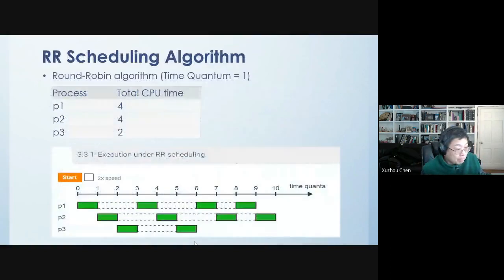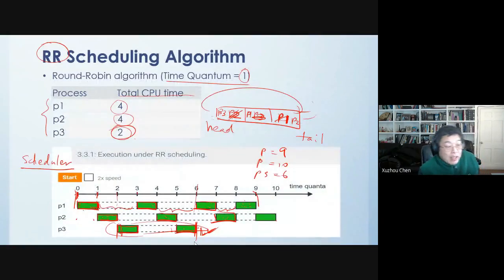That's called a round robin. And round robin is actually widely used by most modern computer systems. So if you have 20 or even 100 processes running on the same computer system, if we use round robin, then the CPU is going to take a turn to run each of the processes. Okay, so that's round robin.